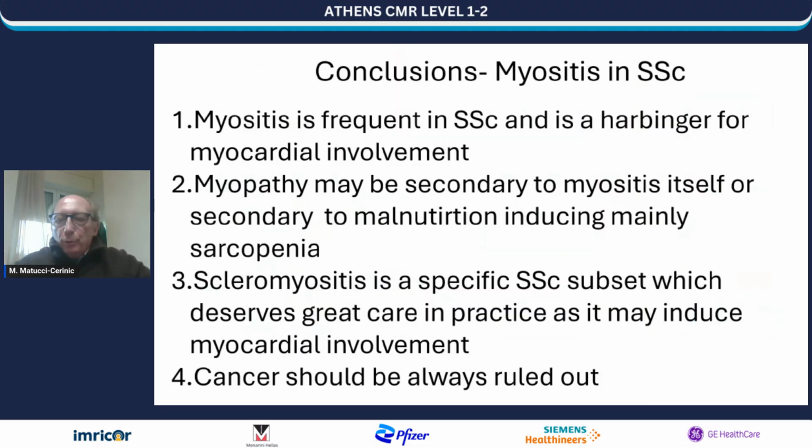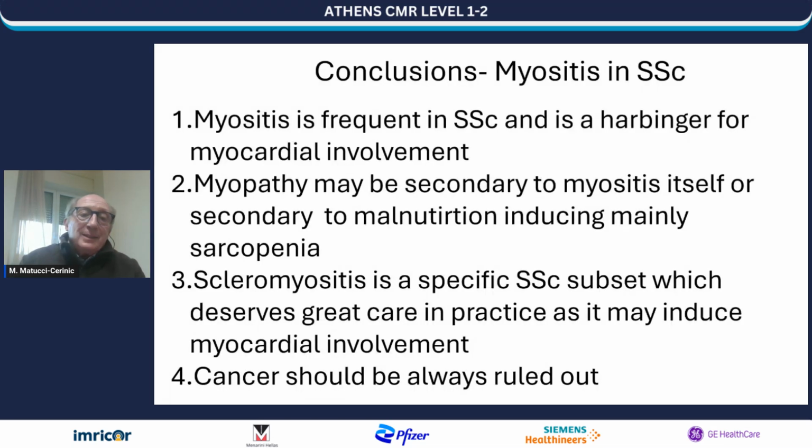So we may say in conclusion that myositis in scleroderma is a harbinger for myocardial involvement, and is characterized obviously by weakness, that myopathy may be secondary to myositis, but also secondary to malnutrition and sarcopenia. That is, I would say, a leitmotif that we see in this scleroderma patient. And then we have a specific subset of scleroderma called scleromyositis, which must always be taken care of, as it may induce myocardial involvement.